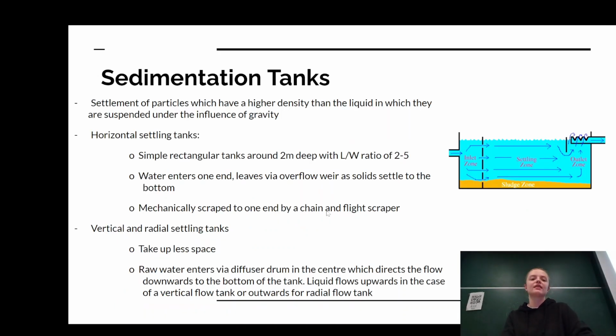Now we're going to talk about sedimentation tanks. So that's the settlement of particles which have a higher density than the liquid in which they're suspended under the influence of gravity. We have 2 types of settling tanks. First one is horizontal. That's the one we've got over here. Simple rectangular tanks that are around 2 meters deep, and sometimes they like to make you calculate the length over width ratio of tanks. Usually it's in the range of 2 to 5. And then the water enters one end, leaves via an overflow weir as solids settle to the bottom.